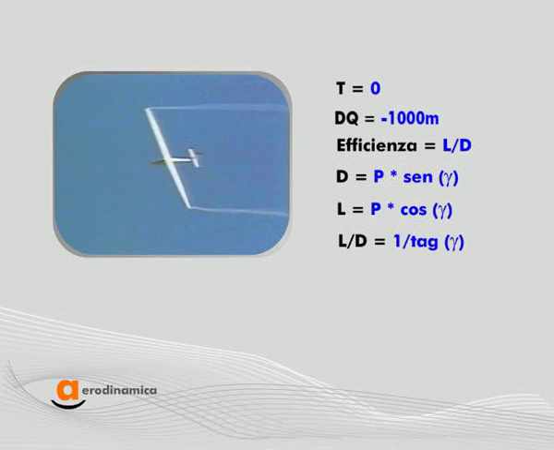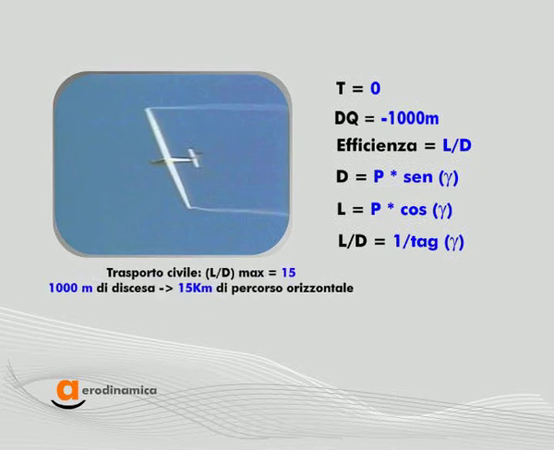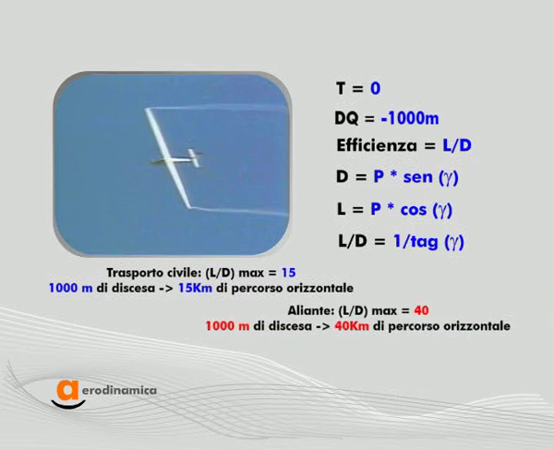Let's make some calculations. A civil airplane with a max efficiency of 15 can fly a horizontal distance equal to 15 kilometers every 1,000 meters of altitude loss. A glider instead has much higher efficiency, over 40. This means that it can fly horizontally for over 40 kilometers for every 1,000 meters of altitude loss.